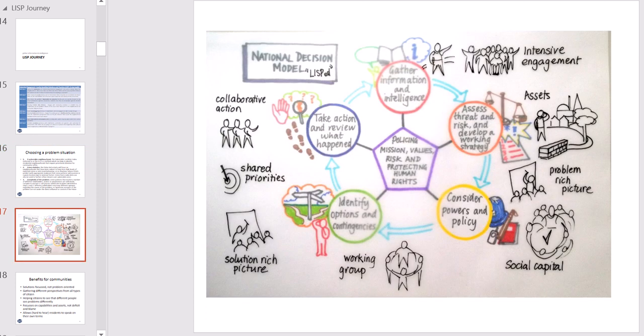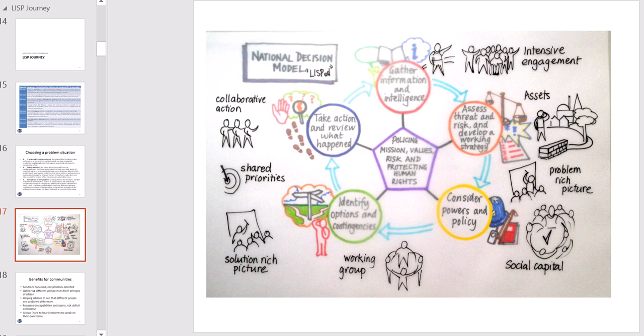So just to recap on what I talked about in the last class, the idea of the national decision model. What we're trying to do here is to impose a LISP, locally identified solutions and practices framework, over the NDM. So what I'm saying here is the NDM isn't completely gone. It's not completely useless in this respect. But what I'm trying to say is that what we need to do is do different things, or be more targeted about what we do under each of those.